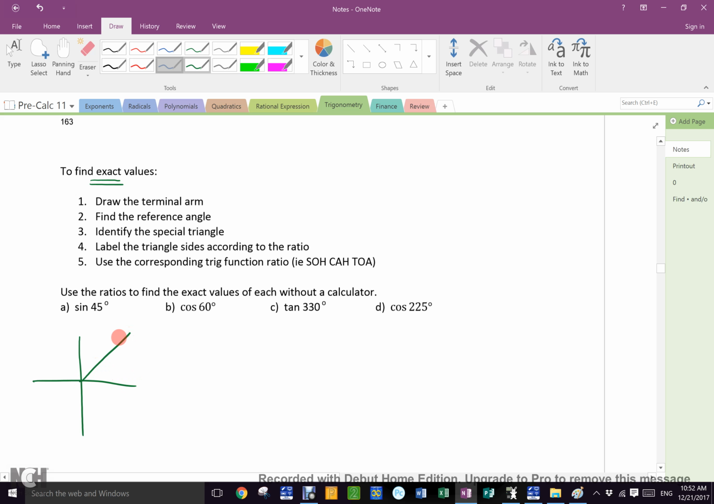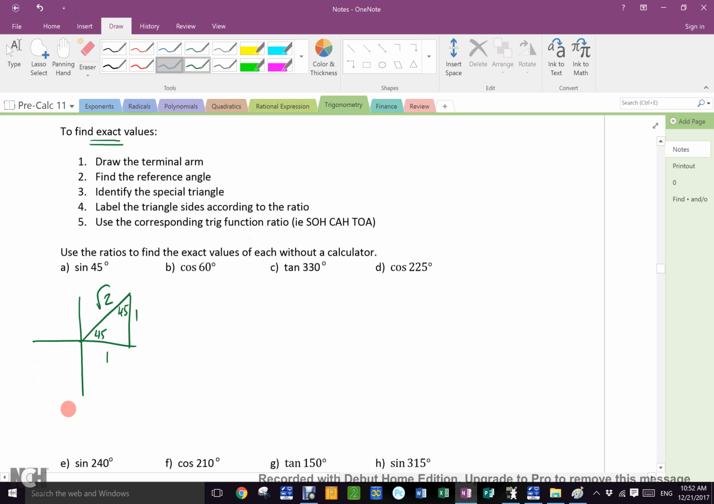Sine of 45 is right there, right? Since I know that's 45, I know that that's 45, and I know that's 1, 1, and √2, correct? So now, all you got to do is tell me the values. Sine is 1/√2. Cos is 1/√2. Tan is 1. That's an easy one, right? 45, 45, 90 is real easy to work with, right?